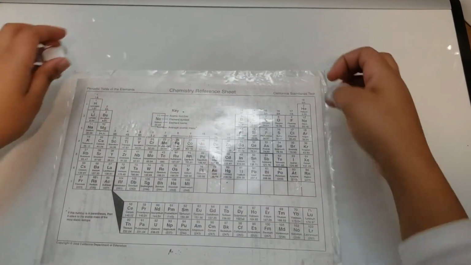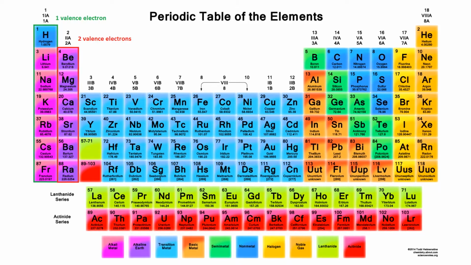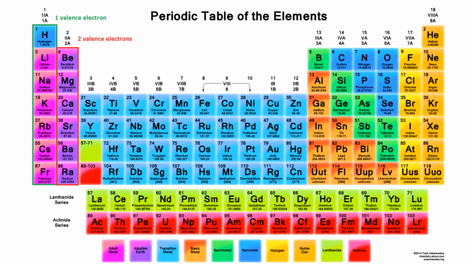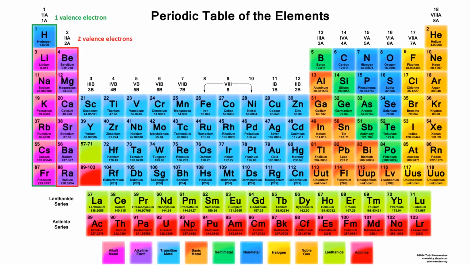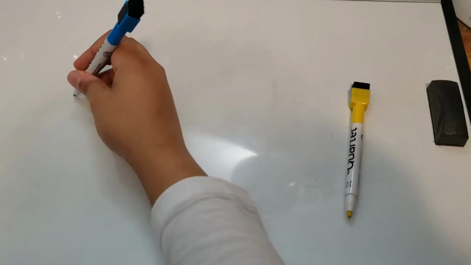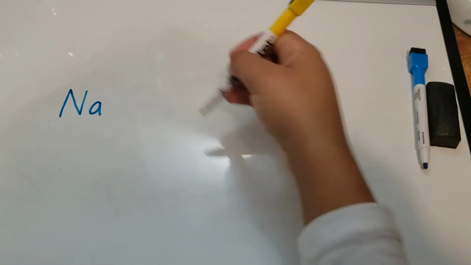So, now that we know what valence electrons are, how do we count them? Using a periodic table, of course. The group determines the number of valence electrons. If an element is in group 1A, then it has one valence electron. If it's in 2A, it has two valence electrons, and so on. Now we're ready to draw our Lewis dot structure.